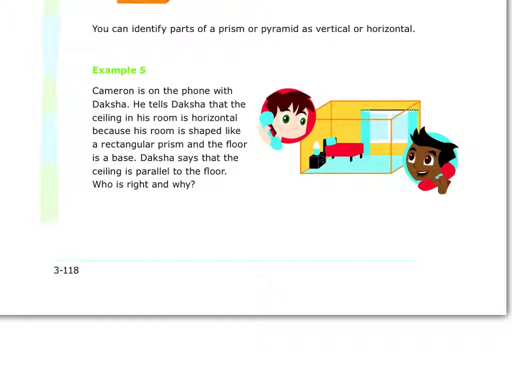All right, so we have Cameron who was saying that his ceiling is horizontal, as his floor would also be horizontal. And in fact, he is correct. They are running side to side. They would also be considered parallel. And so when Daksha says the ceiling is parallel to the floor, she is also correct. They are equal distances apart. So they are both right.